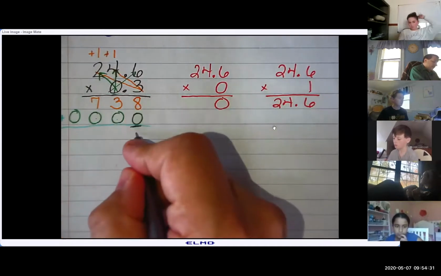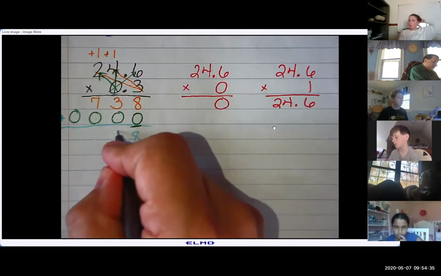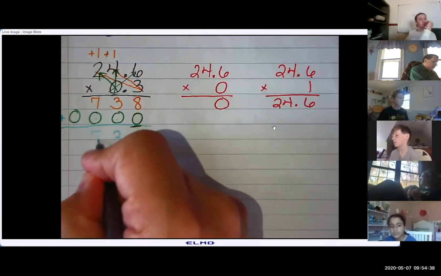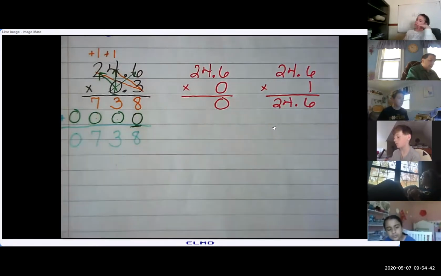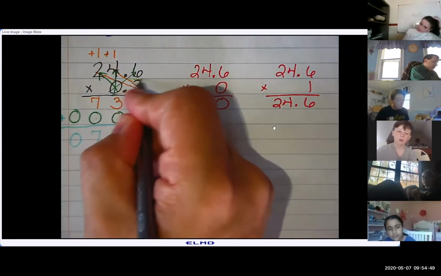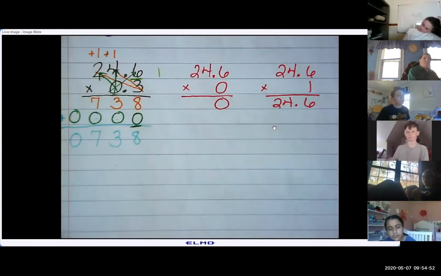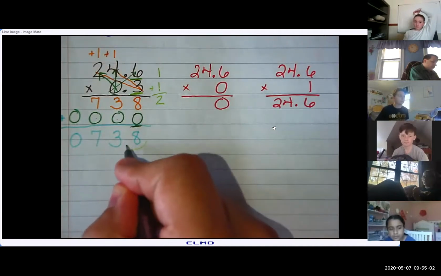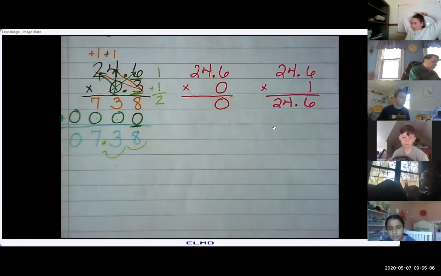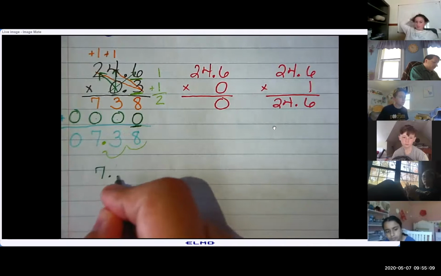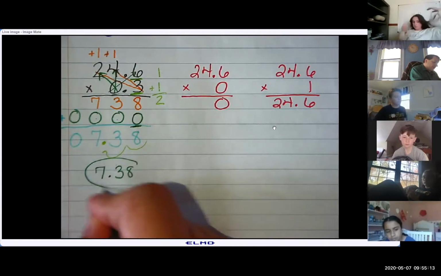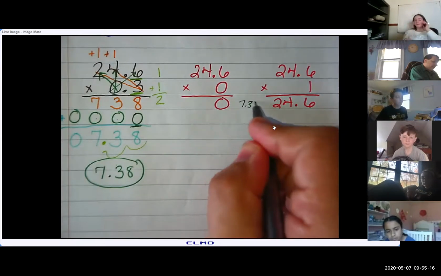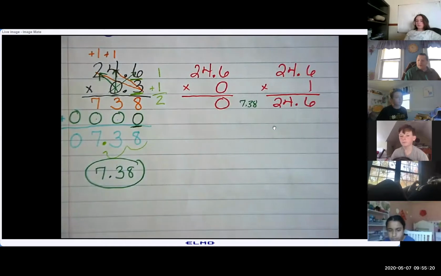8 plus 0 is? 8. 3 plus 0 is? 3. 7 plus 0 is? 7. 0 plus 0 is? 0. Now what do I do? You have to find where you put the decimal. Good point. How many decimal places in this number? 1. How many decimal places in this number? 1. What's 1 plus 1? 2. So let's move the decimal place over 2 spaces. What is my final product? 7.38. Correct. And notice that 7.38 is between 0 and 24.6.